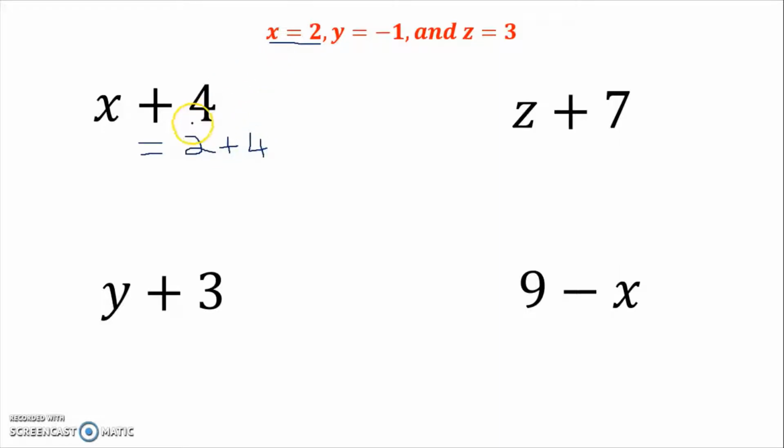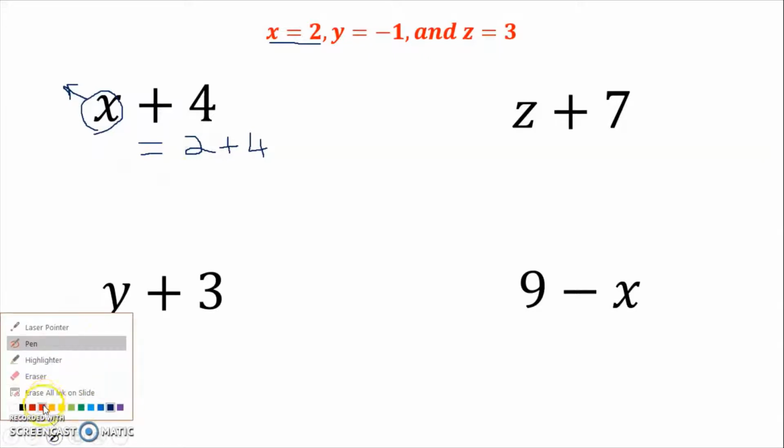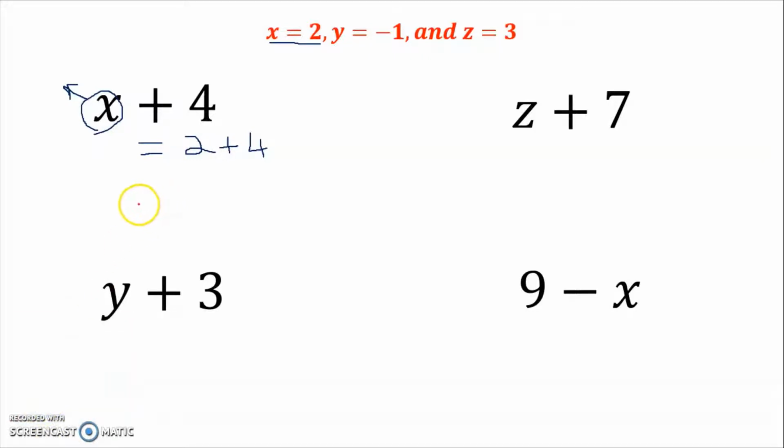Since x equals 2, you must remove the x and then put in the 2. Let me show you a common mistake that persons tend to make. They tend to write x, 2 plus 4, keeping both the x and the 2.